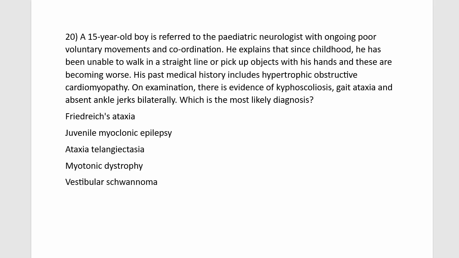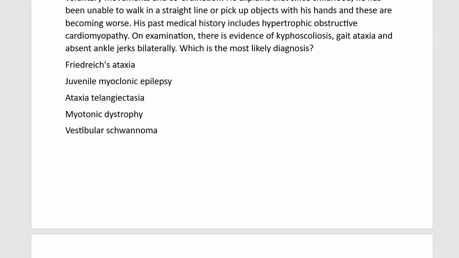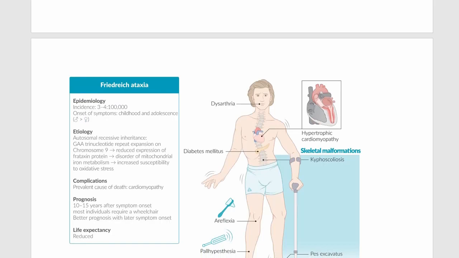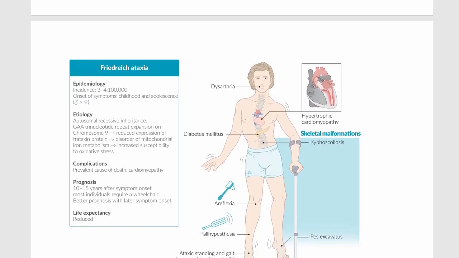Friedreich's ataxia, juvenile myoclonic epilepsy, ataxia telangiectasia, myotonic dystrophy, or vestibular schwannoma. So let's go through these diseases one at a time. The first one we have is Friedreich's ataxia. Friedreich's ataxia is a genetic disorder which leads to a reduced expression of the frataxin protein. It's characterized by a progressive difficulty with coordination and movement, and this typically occurs in childhood.